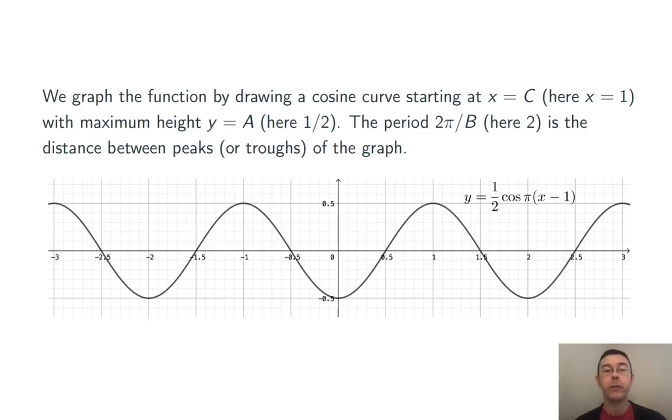I've graphed this by starting at x equals c, so that's at x equals 1, and starting at a maximum height of y equals a, here 1/2. I know that cosine starts at its maximum value. The period of 2 is going to be the distance between peaks. So if I'm starting at a peak, I need to also end at a peak. So from peak to peak is going to be from 1 to 3.